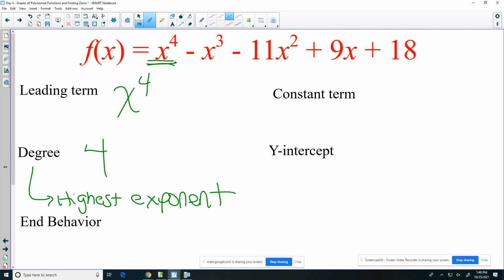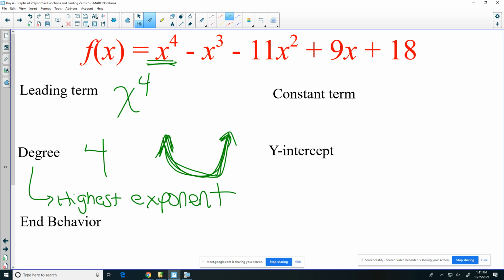So what does this graph look like? In general, what does it look like? All fourth degree polynomials have a basic shape. They look kind of like a U, okay? They might be a little bit more flattened out in the middle, and there might be some other junk going on in the middle, but they all have the same basic shape. And the degree tells us that.